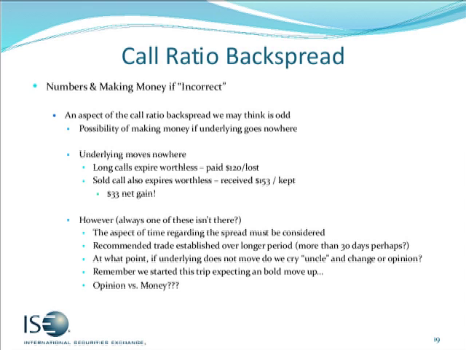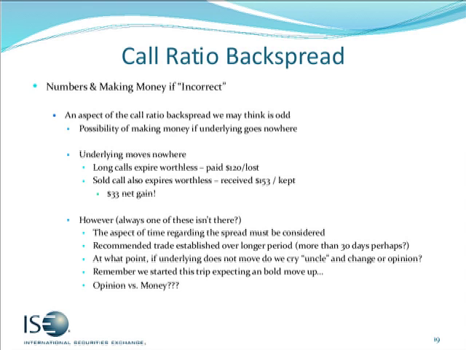So the underlying moves nowhere. Long calls are worthless. We made 120 and we lost 120. But it goes nowhere. Our 69.50, I believe, also expires for us. We received $153. It's paid for 33 credit. We at least get to keep the $33.